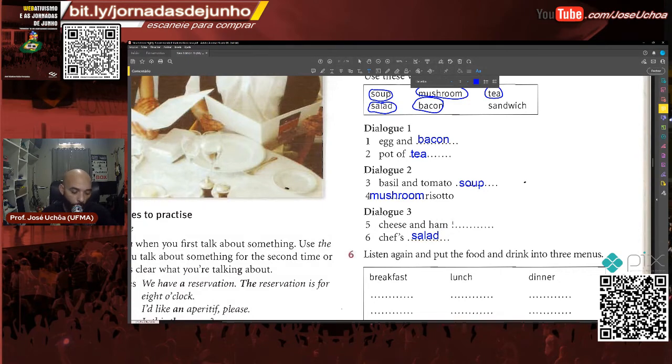Cheese and ham sandwich. By exclusion, because she doesn't mention that. Sandwich. All right, so we have finished this exercise. If you didn't understand it, please go back to it and listen to the resolution of the exercise as many times as you feel it's necessary.